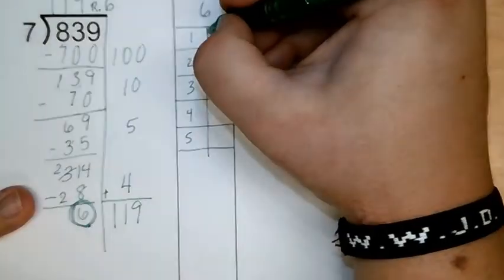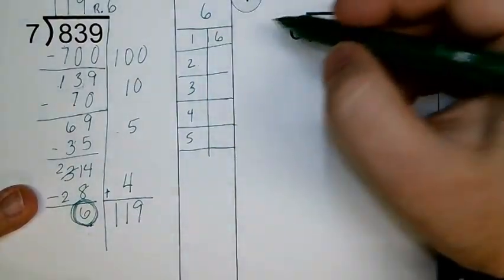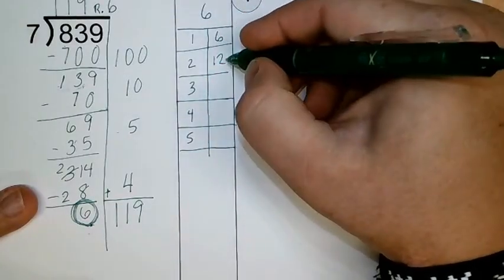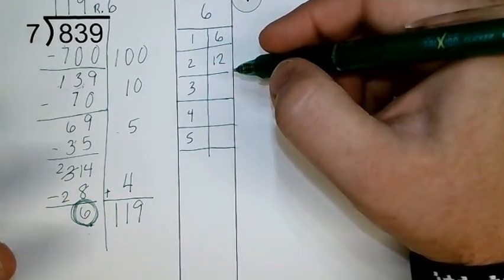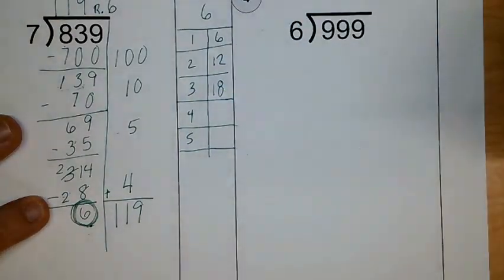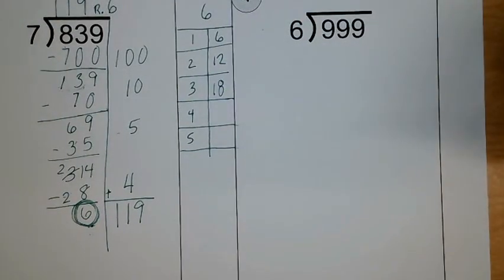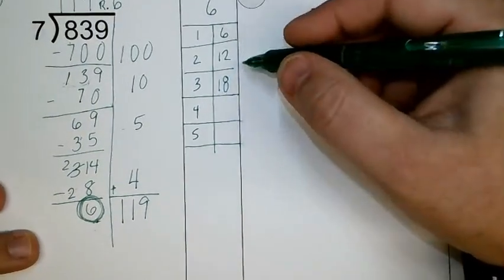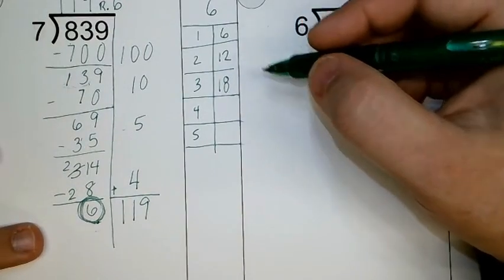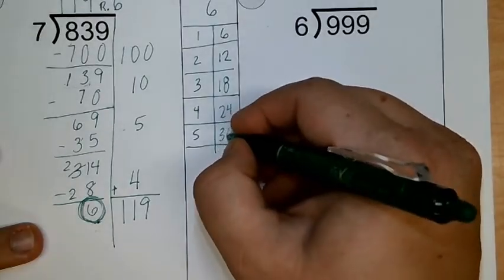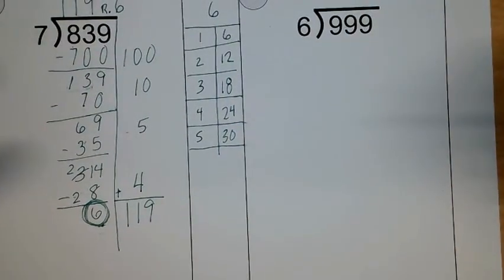So 6 times 1 is 6. 2 sixes together is 12. 12 plus another 6 is 13, 14, 15, 16, 17, 18. And I'm doing this so that you can see this is how you can do these when you get to an independent problem. 18 plus another 6 is 19, 20, 21, 22, 23, 24. And then 6 times 5 is 30. I always know 5, 10, 15, 20, 25, 30.